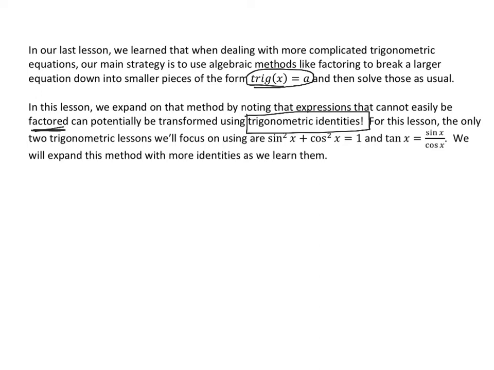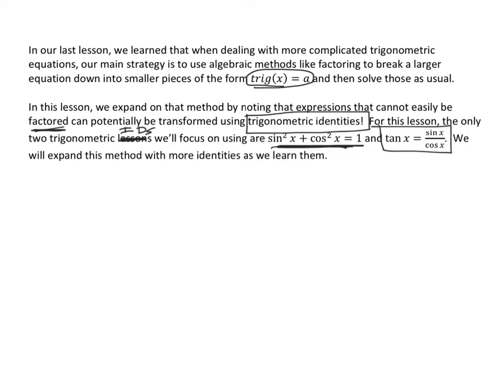For this lesson, the only two trigonometric identities we'll focus on are going to be sine squared x plus cosine squared x equals 1, called the Pythagorean identity, and then the identity for tangent x being sine x over cosine x. We're going to learn more identities, and we'll come back and practice this method more when we learn them.